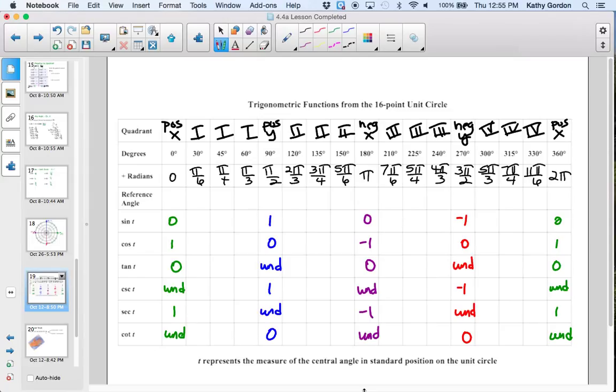Because start looking at your radian measures for these special angles. There's a whole lot of pattern stuff going on in there. And if you can start understanding the patterns, it makes what you have to know easier. And you will have to know this entire chart when we're all said and done. And you have to know it quickly. You have to be able to come up with any trig function for any one of these 16 angles like that.